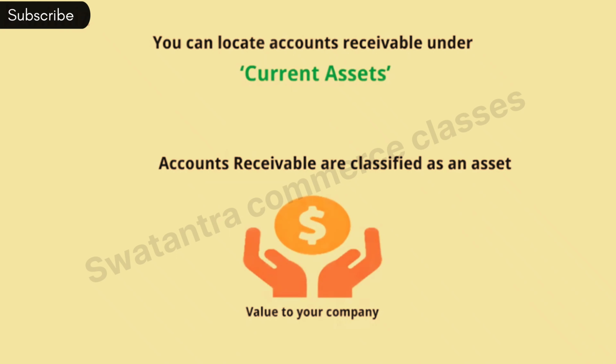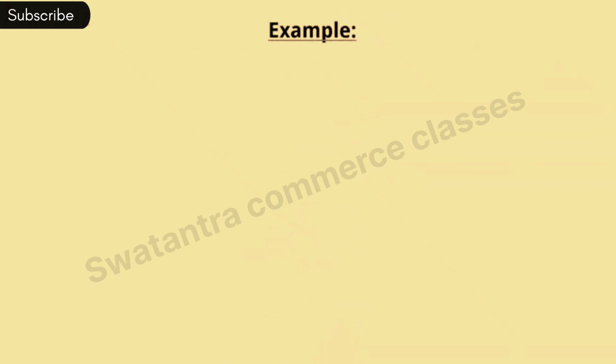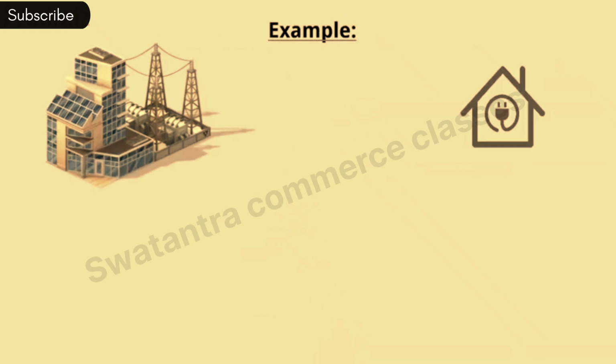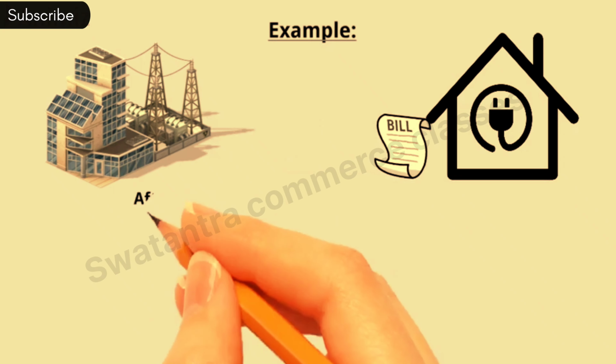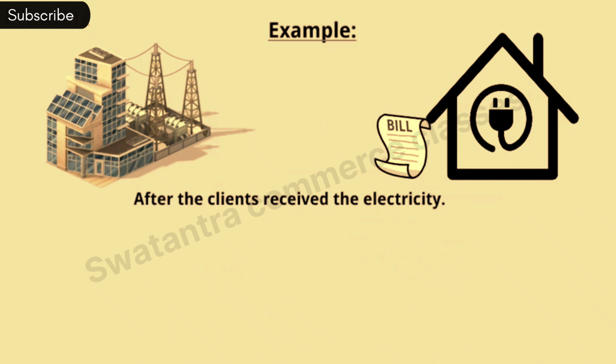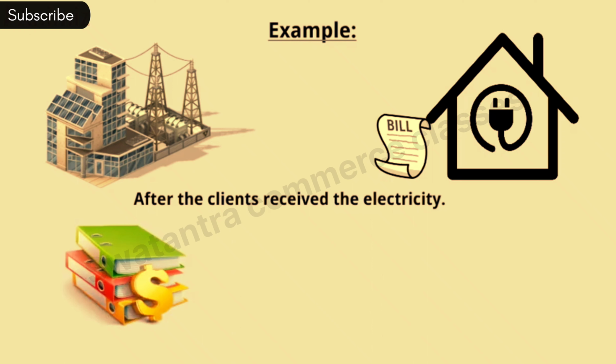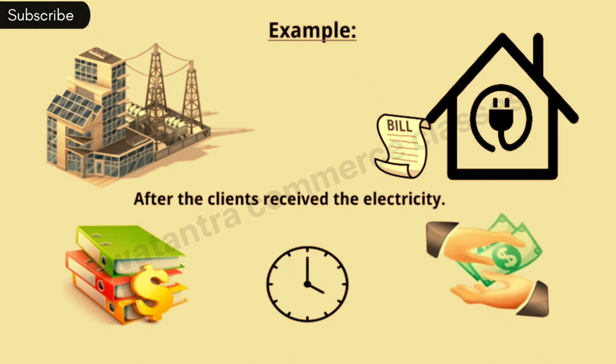An example of accounts receivable is an electric company that bills its client after the client has received the electricity. The electric company records an account receivable for the unpaid invoice as it waits for its customer to pay their bills.